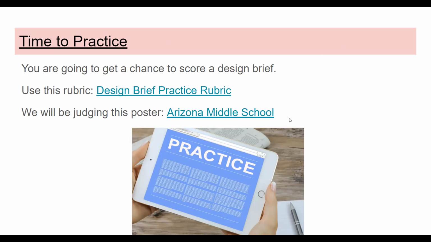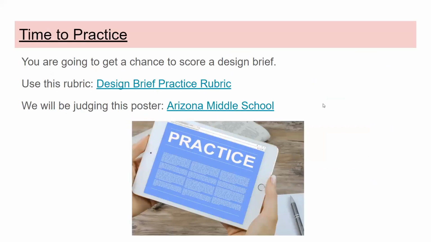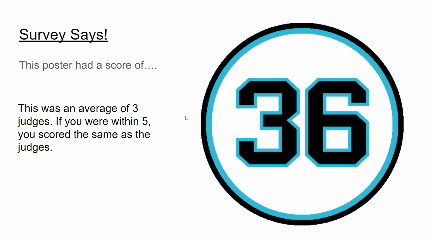All right, so I know it was a short amount of time, but I hope you had a pretty good idea. And this poster, yeah, go ahead, Bill. This poster had a score of 36. Again, we had 3 judges look at this during the national competition. So that's the average. Not every judge was exactly the same, right? So if you were within 5, then you scored basically the same as what the judges would have scored. So again, fairly average, right?